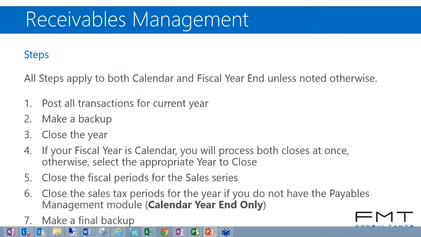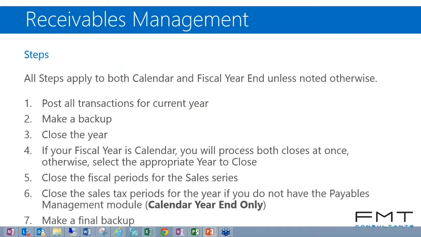If your fiscal year is calendar, you can process both closes at once. Otherwise, select the appropriate year that you're closing, whether it's fiscal or calendar. You're going to close the fiscal periods for the sales series. Closing these series off your fiscal calendar is just good accounting control. That way you can't accidentally post back into a period. That way you can't accidentally be posting to a future period. So it's controlling. It's just a good control mechanism to make sure that your general ledger is what you want it to be.